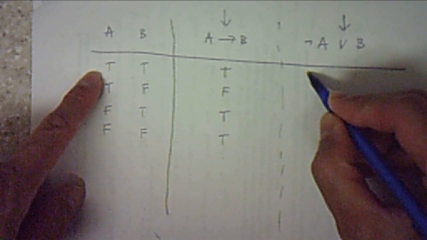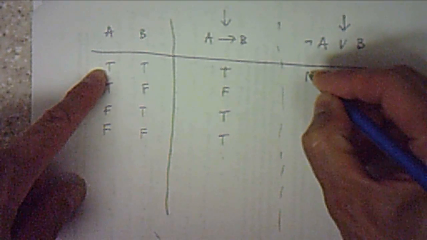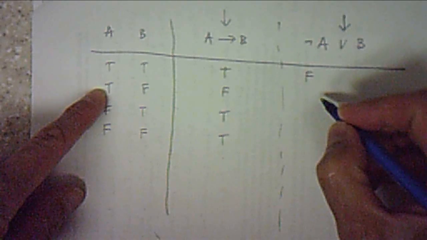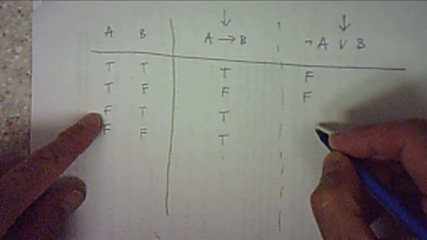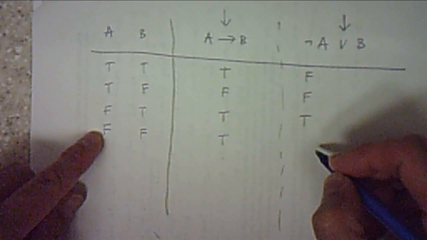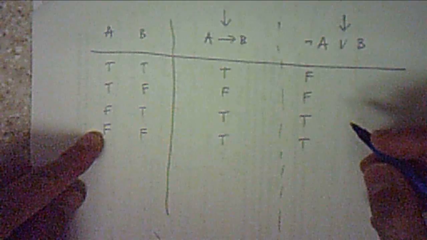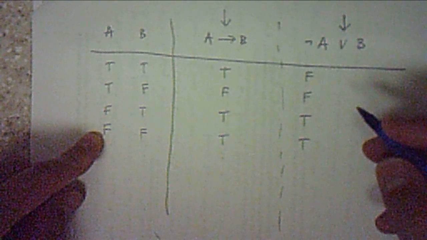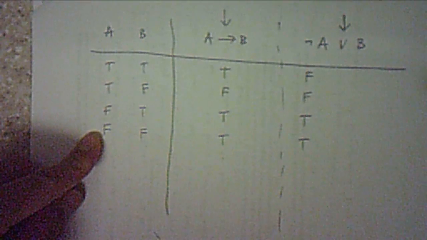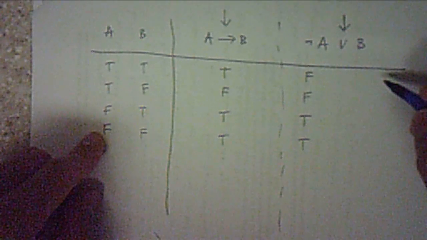So if A is true, not makes it false. If A is false, not makes it true. It's like an on-off switch. If it's off, you say not to it, it turns it on. It just flips around the value, whatever it is.